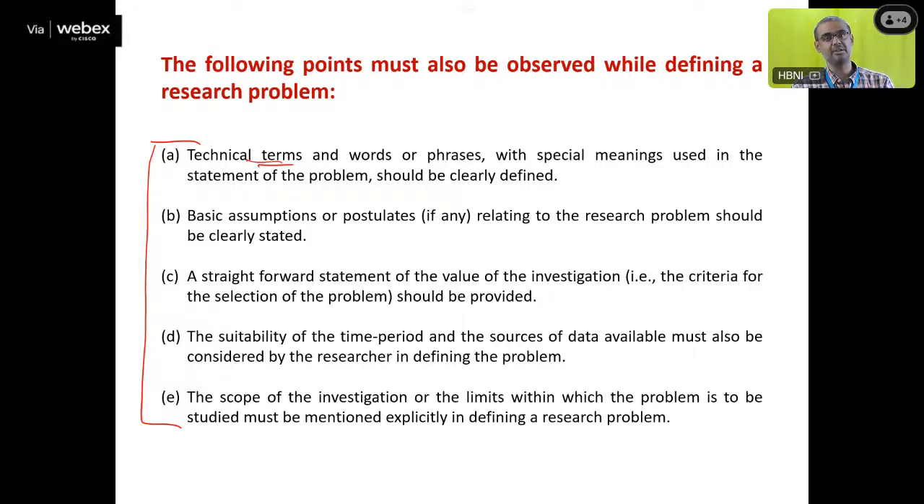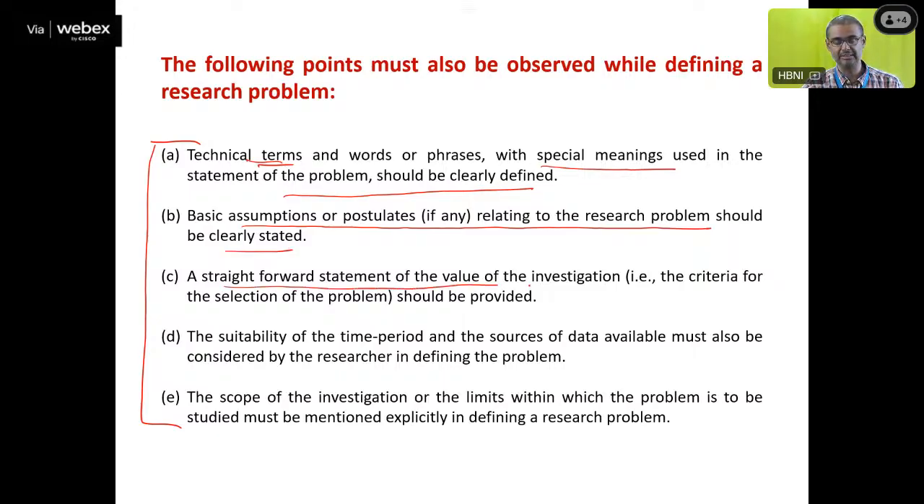Similarly, in your research field, with your literature survey, the terms you use should be technically correct. Its special meaning used in the statement of the problem should be clearly defined. Basic assumptions or postulates relating to the research problem should be clearly stated. A straightforward statement of the value of the investigation should be provided. The suitability of the time period and sources of data available must also be considered by the researcher in defining the problem.